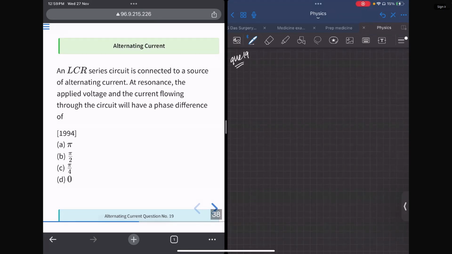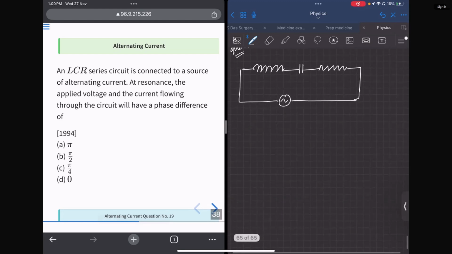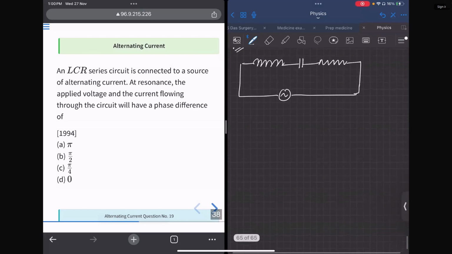So question number 19 says that there is an LCR circuit. Right here is L, which is an inductor, C, which is a capacitor, and R is a resistance. So this is an LCR circuit, which is connected to a source of alternating current. So we need to know that at resonance, the applied voltage and the current flowing through the circuit, what would be the phase difference between both of these? So we have to find out at resonance.